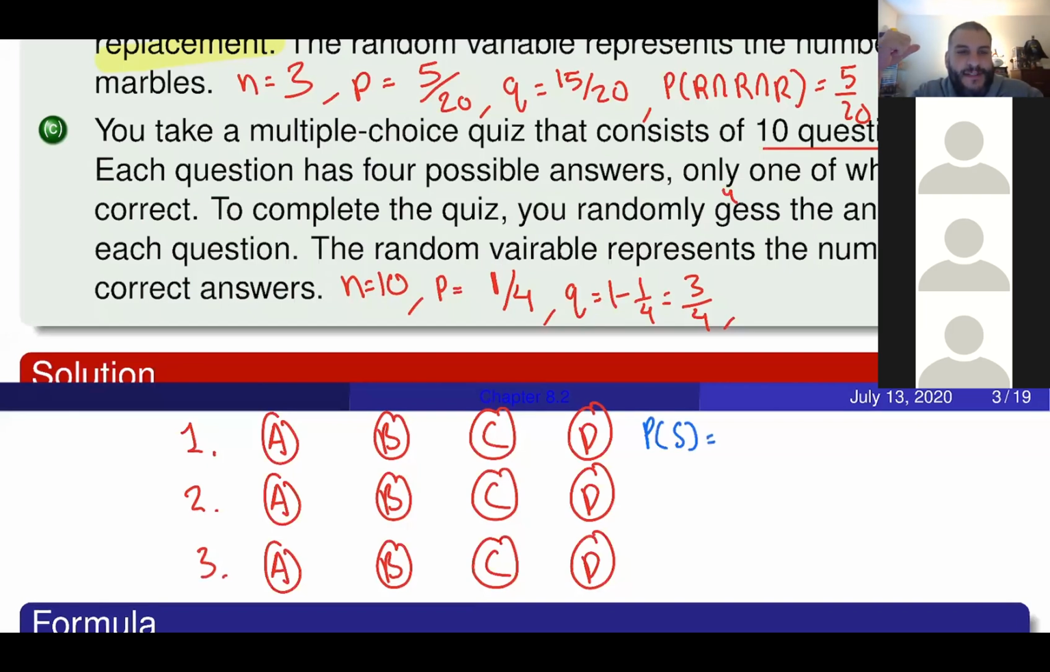All right, so for question 1, what's the probability that I guess question 1 correct, if I'm just guessing? 1 out of 4. Yeah, 1 out of 4, good. All right, what is the probability that I guess question 2 correct? 1 out of 4. Yeah, 1 out of 4.